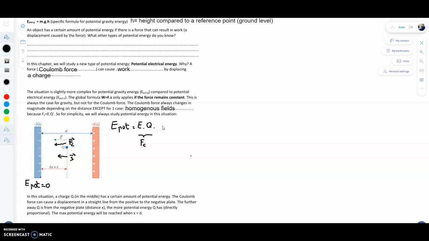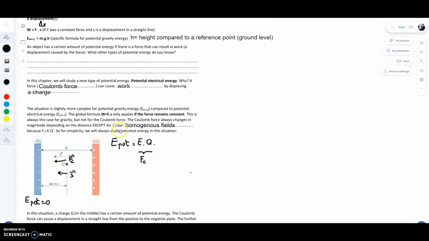What else increases the potential energy? The ability to be moved. Well, that distance x compared to your negative plate. The further this charge is removed from your negative plate, the more potential it has to move, to be displaced. So it can perform more work if the distance is higher in this case.